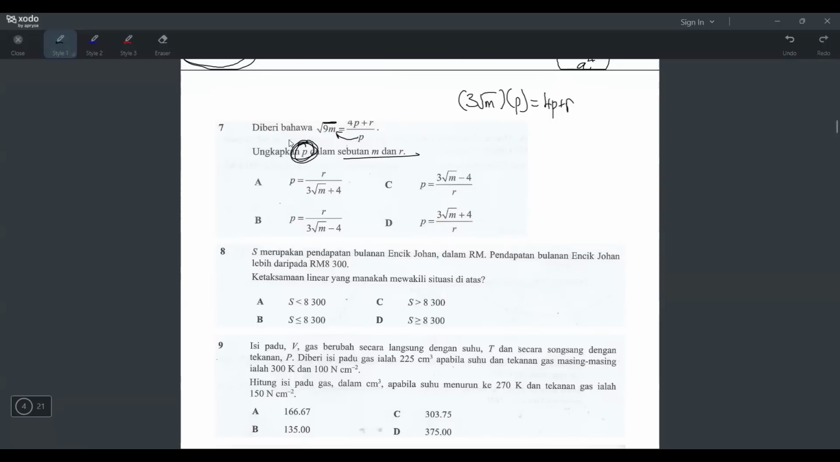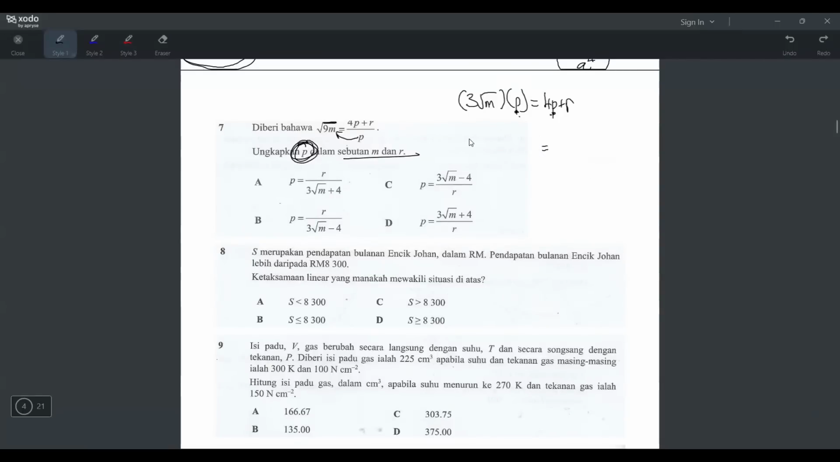You tengah jadikan P single now. So sekarang P single tak? Tak single kan? Sebab P sini ada muncul sekali, sini pun ada sekali. So macam mana nak jadikan P single? Okay, senang saja. Term yang ada P, ataupun sebutan yang ada P, you letak sekali. And then sebutan yang tak ada P, you buang to the other side.